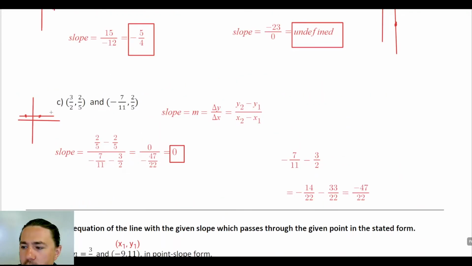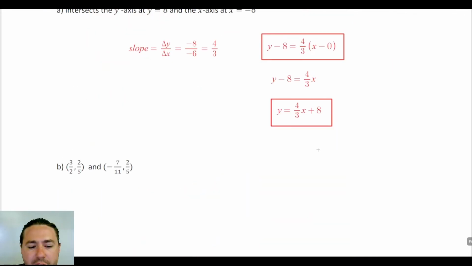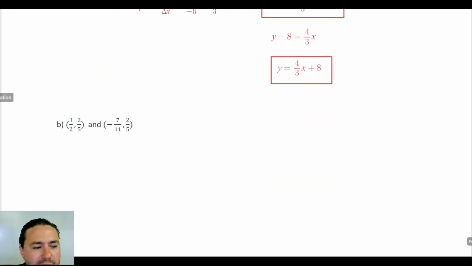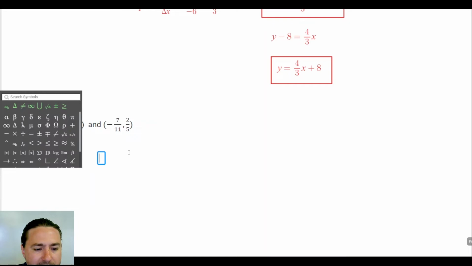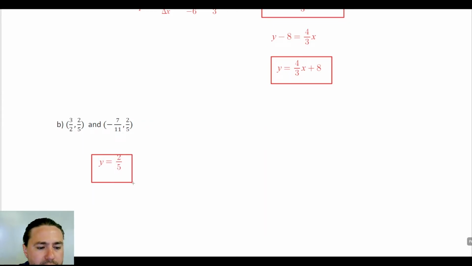So we're going to have a horizontal line. Anytime we have a horizontal line, the equation, just like with our horizontal asymptotes from the last unit, is going to be written as y equals whatever the y value is. So since the y value here is 2/5 in both cases, we can just write this as y equals 2/5. We calculated the slope earlier and found the slope was 0. And so yeah, there's the equation of that line.